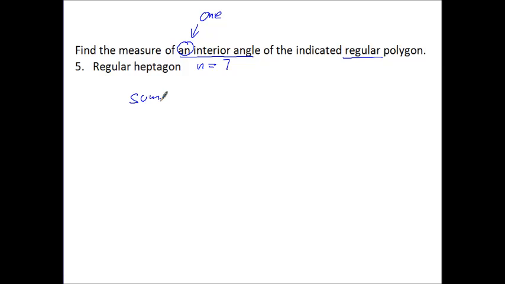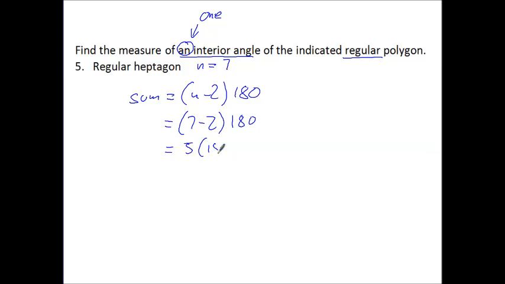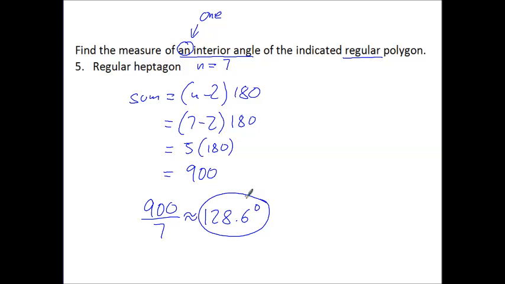But first we need to find our sum. The sum is n minus 2 times 180. And if n is 7, we got 7 minus 2 times 180, 5 times 180, which is 900. So the sum of the interior angles, 900, has to be divided by 7. And what we get then needs to be rounded. So it's approximately 128.6 degrees for each of the interior angles. One interior angle has a measurement of approximately 128.6 degrees.